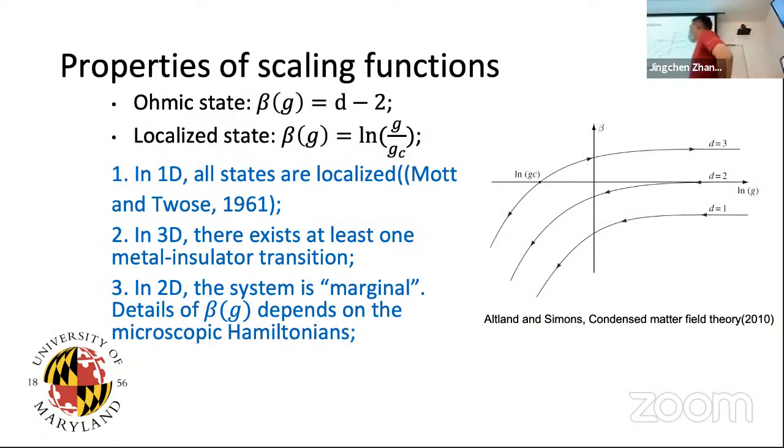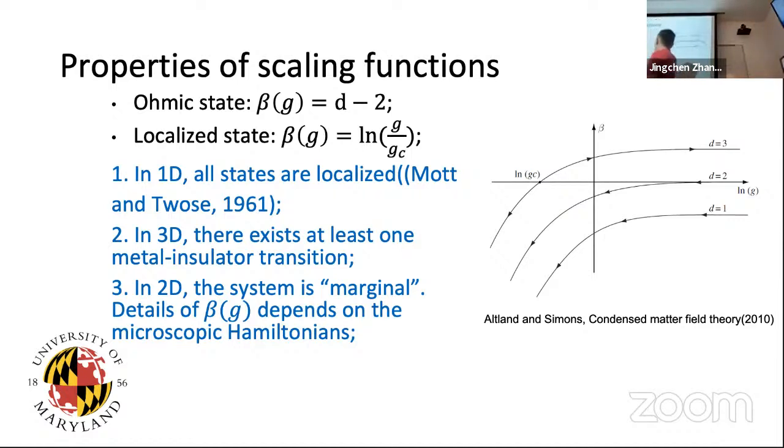All right, then we have this very famous plot. Let's do some algebra and we can work out the beta function for the ohmic and localized states. Immediately we find the ohmic case is very simple: it's as simple as the constant d minus 2, where d is the system dimension. In the localized states, it's proportional to the logarithm of g. Here gc is a constant that indicates the phase transition.